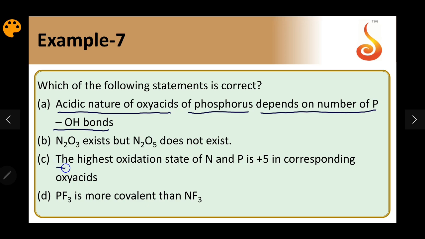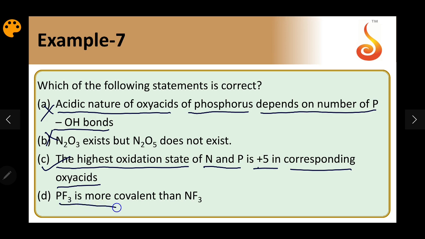The highest oxidation state of nitrogen and phosphorus is +5 in the corresponding oxyacids. So for nitrogen, HNO3, if you take, oxidation number of nitrogen is +5, and H3PO4 also, it's going to be +5. So +5 is the oxidation state of nitrogen as well as phosphorus in the corresponding oxyacids, that is HNO3 and H3PO4. So this is a correct statement.